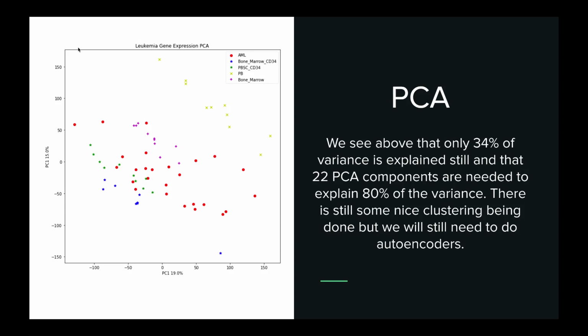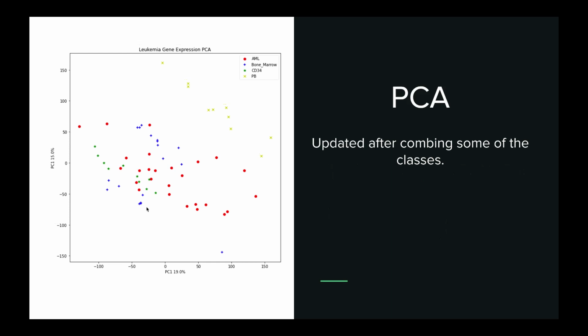As you can see, the peripheral blood is grouped up here. The pink is the bone marrow group. The dark blue is the bone marrow CD34. And then the dark green is the PBSC, which is the peripheral blood for the CD34 cells. And then the red is the leukemia cells, the cancerous tissue, I should say.